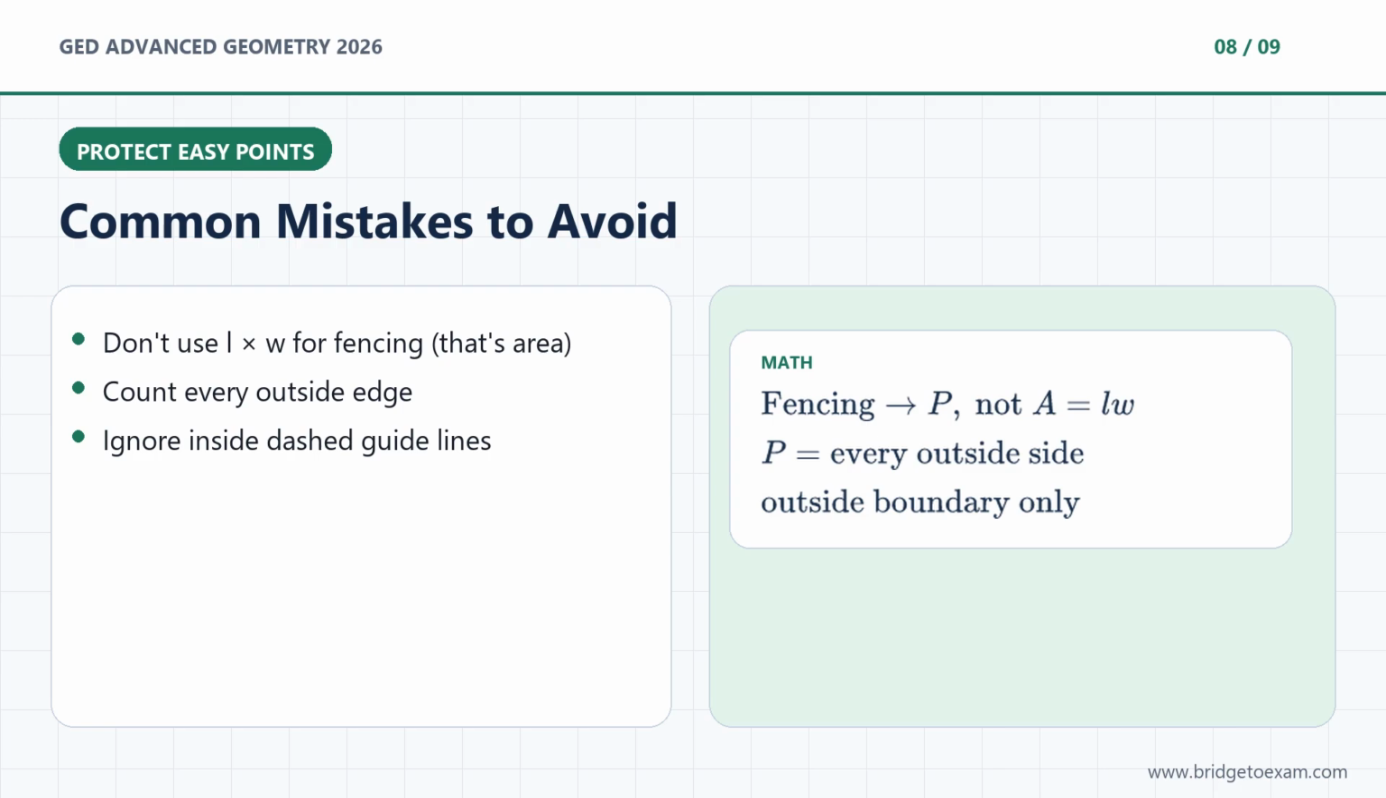Before we finish, let's dodge the 3 most common perimeter traps. First, do not multiply length by width when the question asks for fencing. That gives area, not perimeter. Second, do not forget a side on an irregular shape. Count every outside edge. Third, do not include inside dashed guidelines. Perimeter only follows the true outside boundary. Small care here protects easy points.